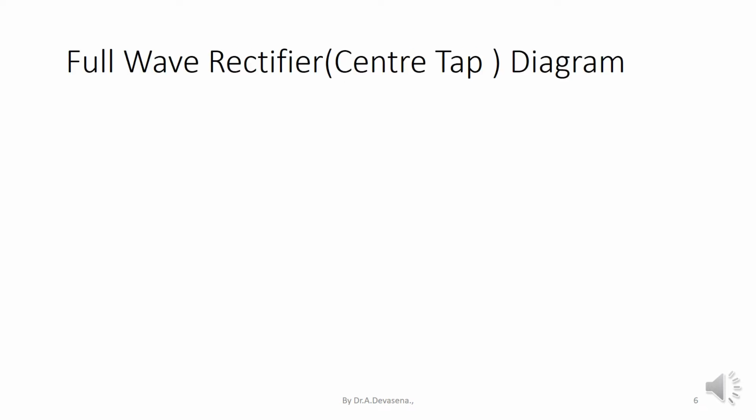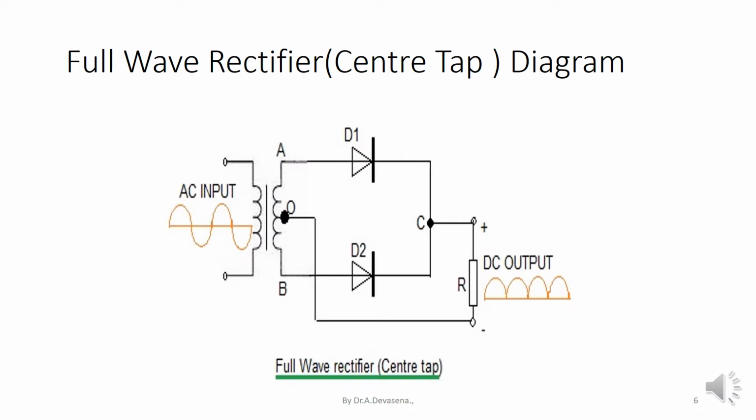Full wave rectifier diagram. In this diagram, AC input voltage is applied to the primary winding of the transformer. The secondary winding of the transformer is connected to the diodes. The terminal A of the secondary winding of the transformer is connected to the diode D1 and terminal B of the secondary winding of the transformer is connected to the diode D2. The output is obtained across the load resistor RL.